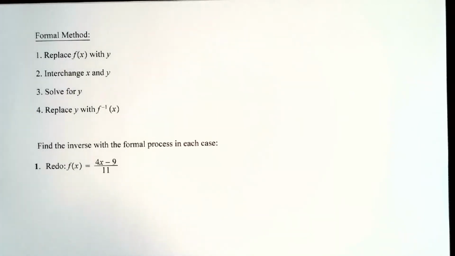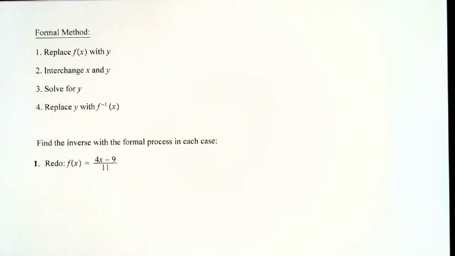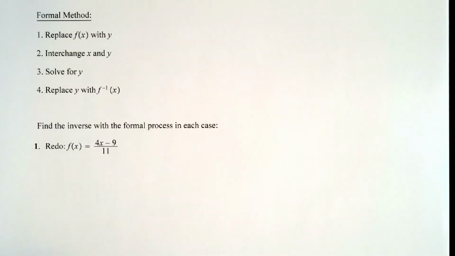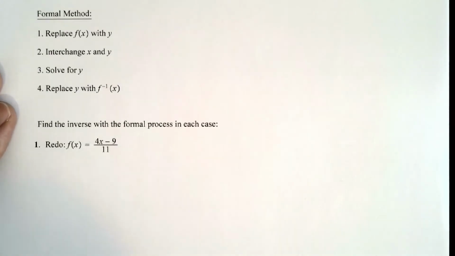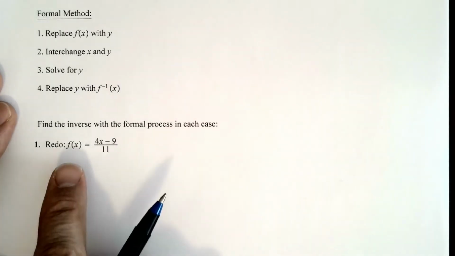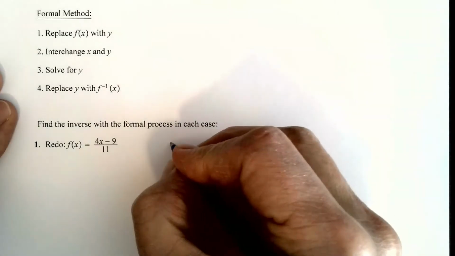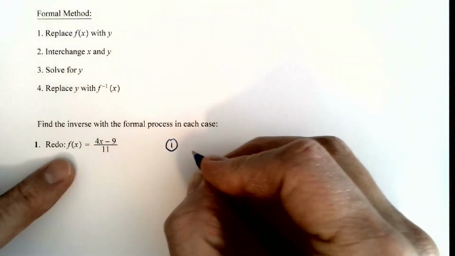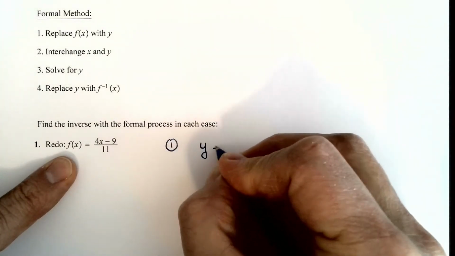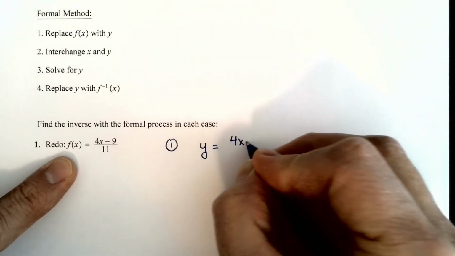If you remember, we talked about inverse functions being used in solving equations, and so this should make sense in terms of that. So let's just do this method for this specific example. We did this function intuitively in the last video. I'm now going to do it with this formal process. So step number one says to replace f of x with y. So I'm just going to replace f of x with y. Everything else is the same.